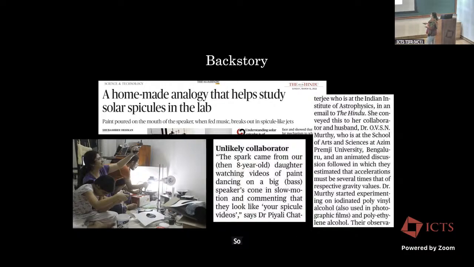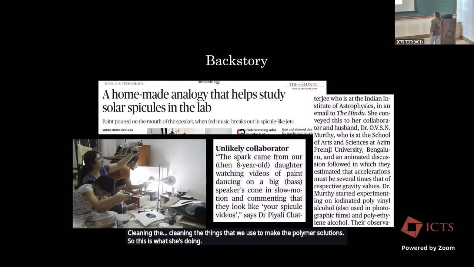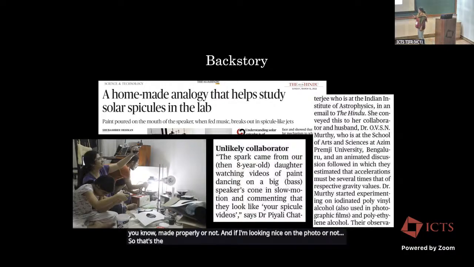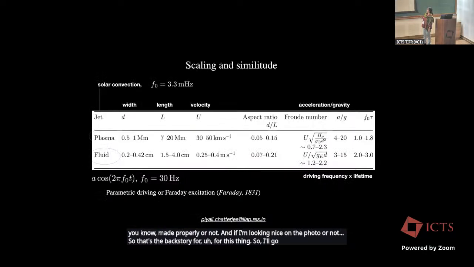This is my daughter, cleaning the things that we use to make the polymer solutions. This is what she's doing. And I'm making a very artificial face, looking at whether the polymer has been made properly or not, and whether I'm looking nice in the photo or not. So that's the backstory for this. I'll go back to the science now.